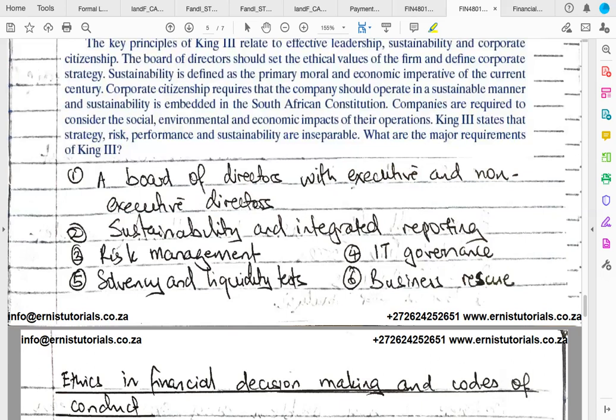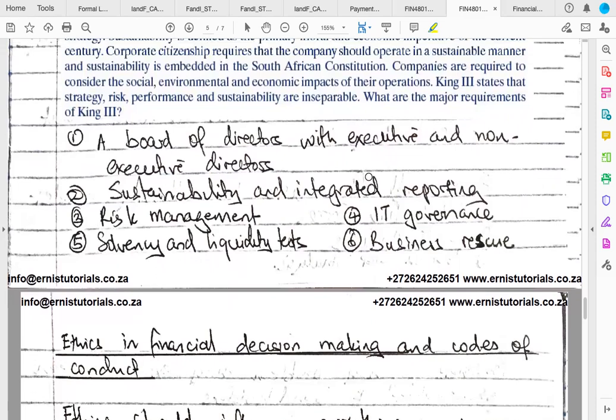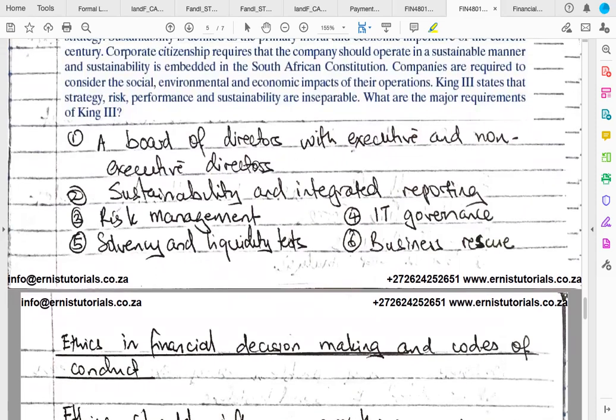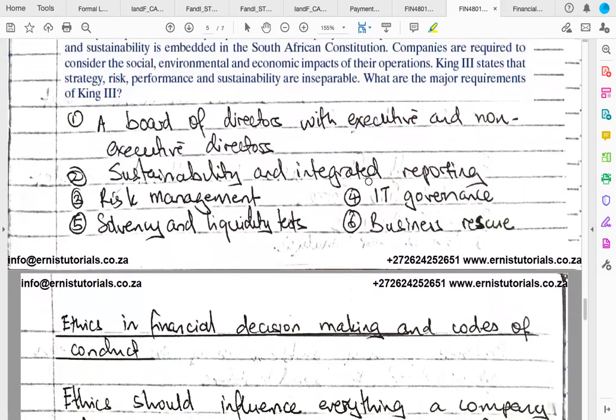So non-executive directors are another balance and check on the day-to-day operations of the company and the decisions that the executive directors are making with respect to the company, so that the interests of all stakeholders, including ordinary shareholders, are met. Another major requirement of King 3 is that a company should produce sustainability and integrated reporting.